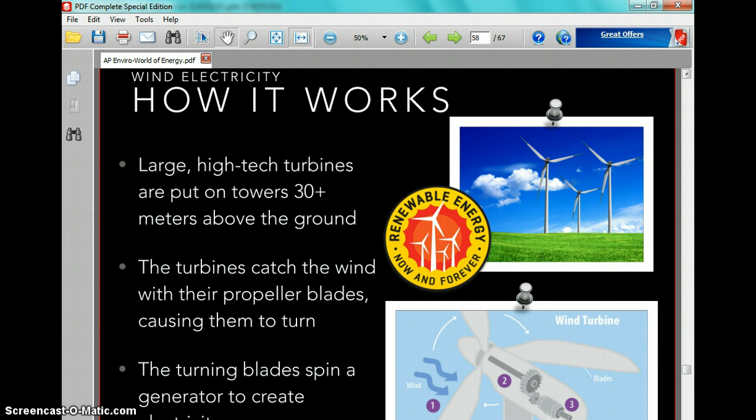Now, how it works. You have these large turbines, everyone here has seen them, right? They're built 30 plus meters above the ground, that's about 90 to 100 feet. The turbines catch the wind the way a turbine inside a water plant catches the water, because technically they're both fluids. The turbines catch the wind with their propeller blades, which causes them to turn. Then the turning blades spin a little motor and a generator, and then you have electricity.